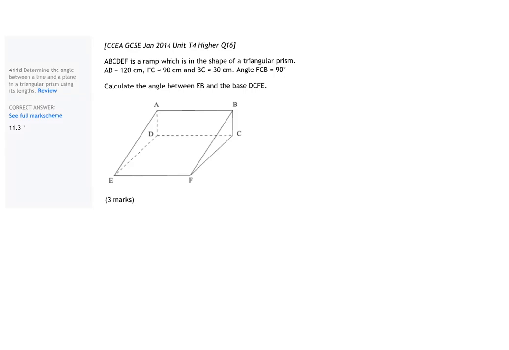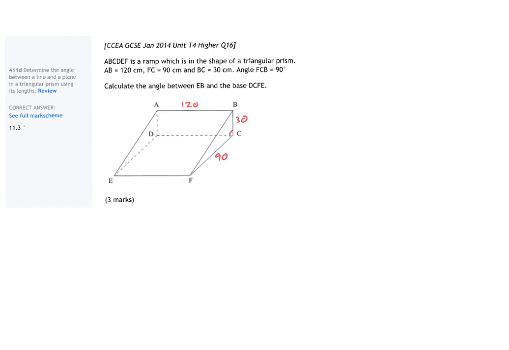So here we have a typical 3D trig problem involving a triangular prism, and the question gives us various dimensions. So let's write those onto the paper, onto the question first. It tells us that AB is 120, so we write that on here. FC is 90. They're all centimeters, so I'm not going to bother writing on the units. BC is 30, and angle FCB is 90 degrees.